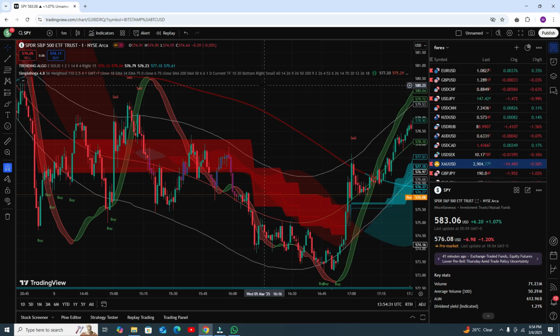Hopefully you're fine. This is the best setup and you will get accuracy around 100%. In this setup I will show you two types of signals: a strong signal and a weak signal. The strong signal's accuracy is around 100% and the weak signal's accuracy is more than 70%.